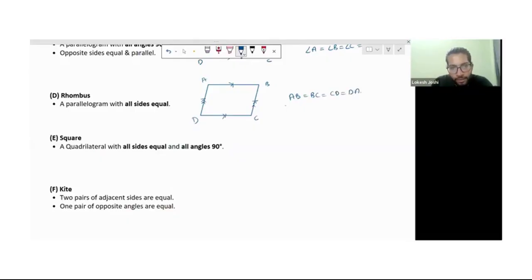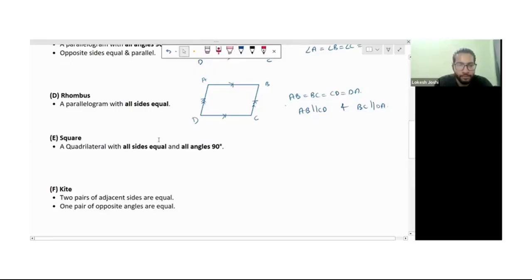That's for the rhombus. In a rhombus we have no such criteria of angle like the rectangle. The only condition is that opposite sides should be parallel, which means AB parallel to CD and BC parallel to DA, along with the equality of sides. Then we can say the figure is a rhombus.